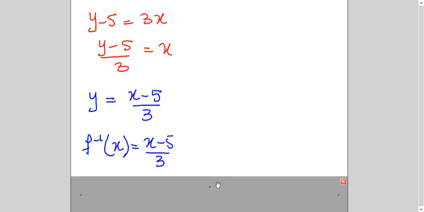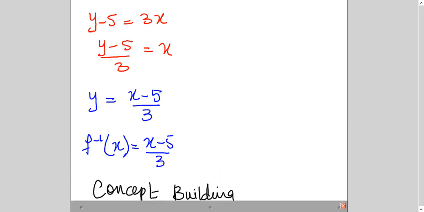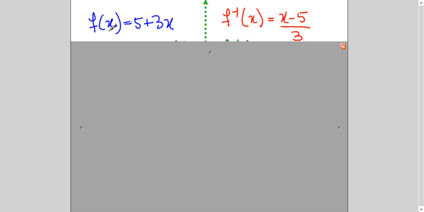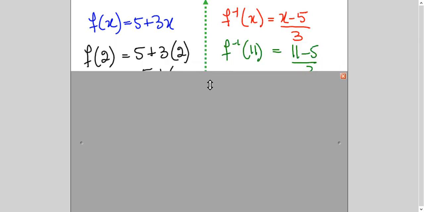Achha, one concept building I want to do here, which is very interesting. It is not in the question, but if you're studying function and inverse function, you should understand that. Now let's see what that is. The function given to you was 5 plus 3x. The inverse function you found was x minus 5 upon 3. You know what the connection between them is? Let's see the connection with the help of number substitution. Then I will conclude the connection, okay? Otherwise, I can tell you directly also, but let's see it through working.